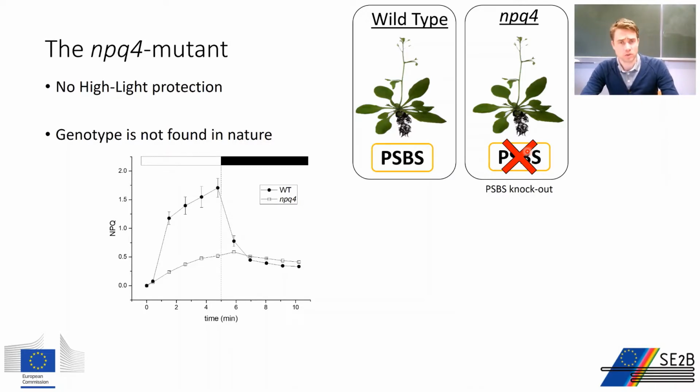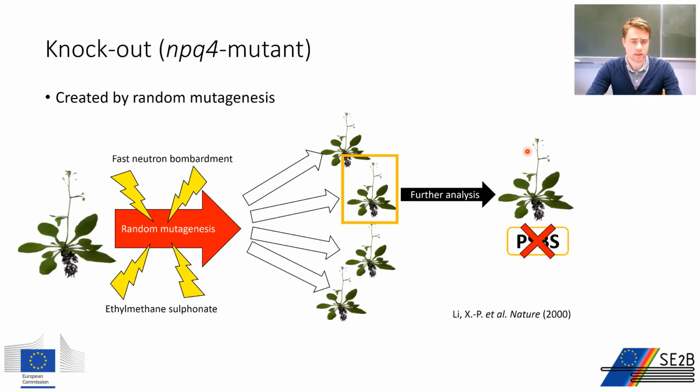Now, how was this mutant made? And that's actually quite interesting, because this mutant was created by random mutagenesis. Basically what they did, they took the seeds of the Arabidopsis and they used fast neutron bombardment, or they incubated them with ethyl methanesulfonate. And this induces mutations in the DNA. Random, you cannot very specifically say I will induce a mutation here, but it induces mutations.